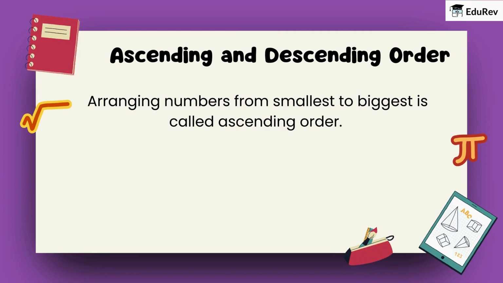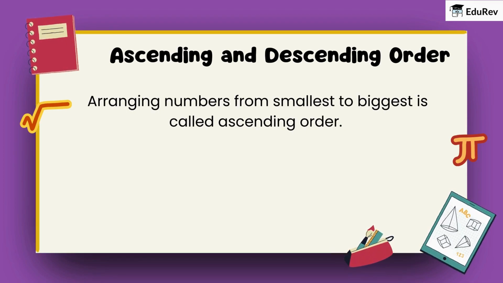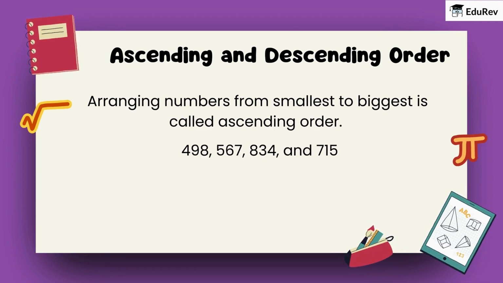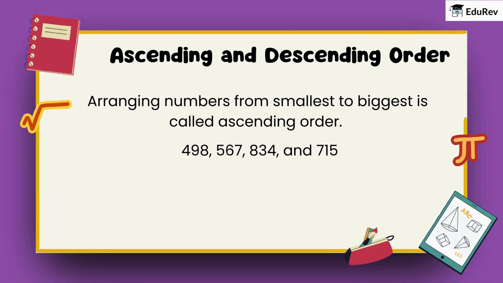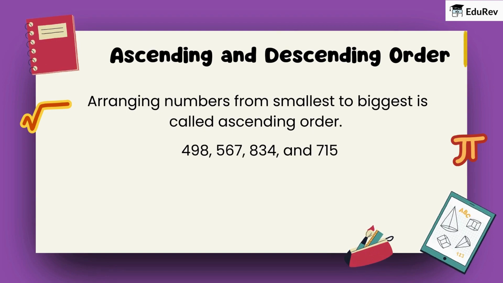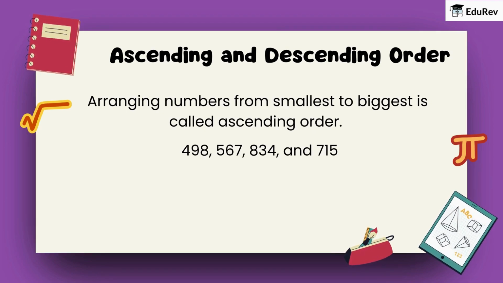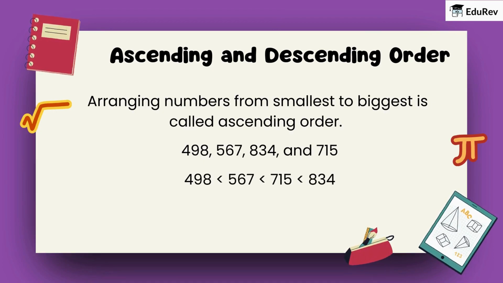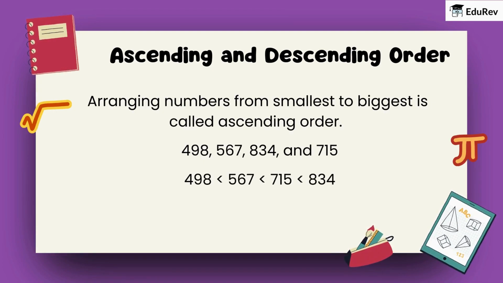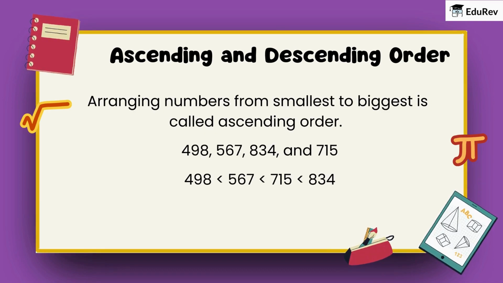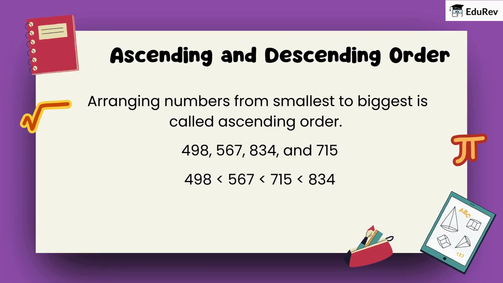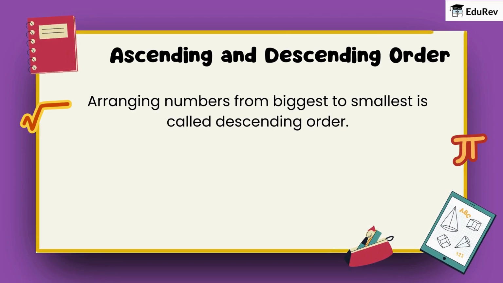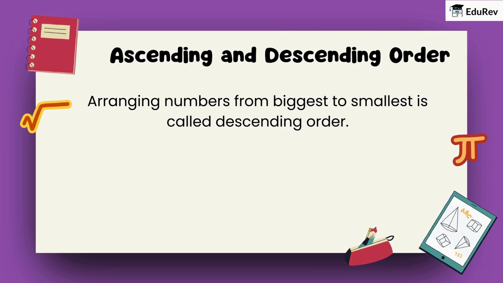Arranging numbers from smallest to biggest is called ascending order. For example, if we have the numbers 498, 567, 834, and 715, the ascending order would be 498, 567, 715, 834. Arranging numbers from biggest to smallest is called descending order.